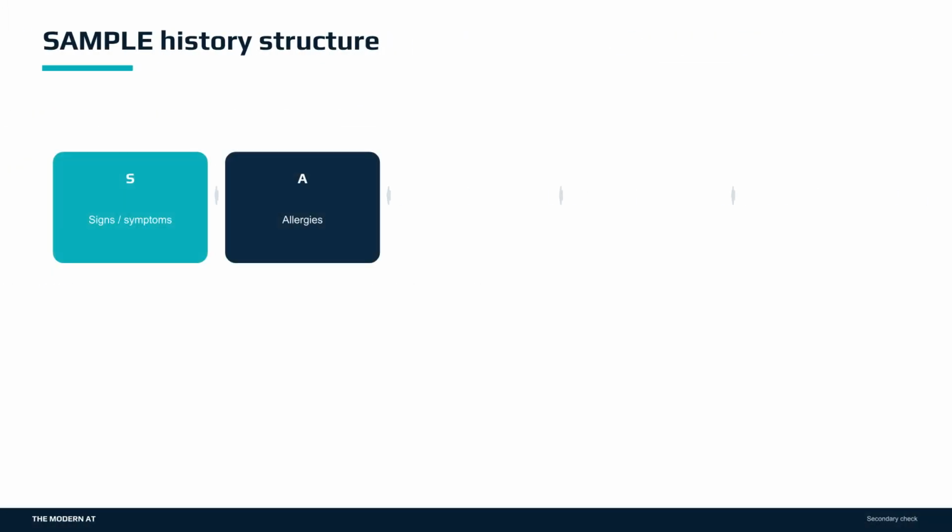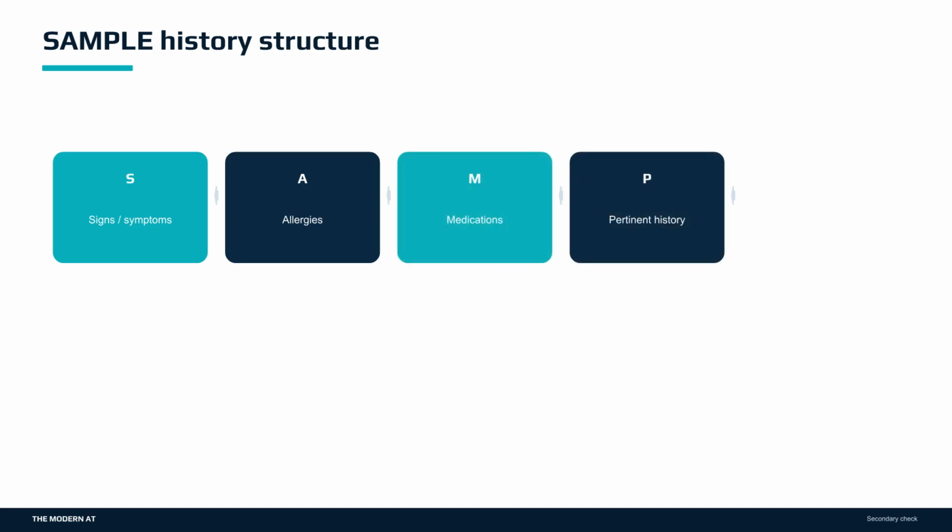S stands for signs and symptoms. A is allergies. M is medications. P is pertinent history, and L/E stands for last intake or events. Be organized and avoid random questions that waste time.